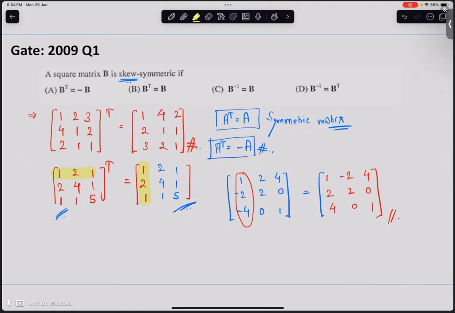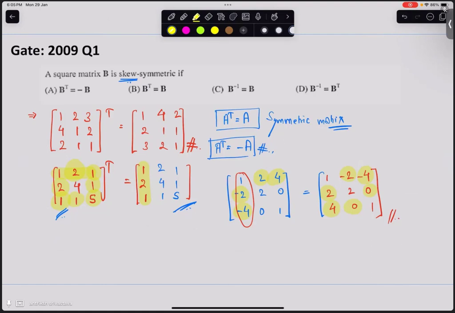See, like previously in the symmetric matrix, this came here, this was here, and everything was the same. Here also it looks like that, no? Like 2 is replaced by minus 2, right? From here minus 2 replaced by 2, minus 4 by 4, 4 by minus 4, minus 4 4 0 0. What do you think? Is it skew symmetric?